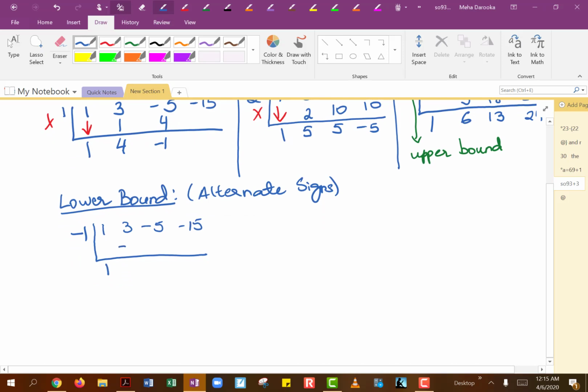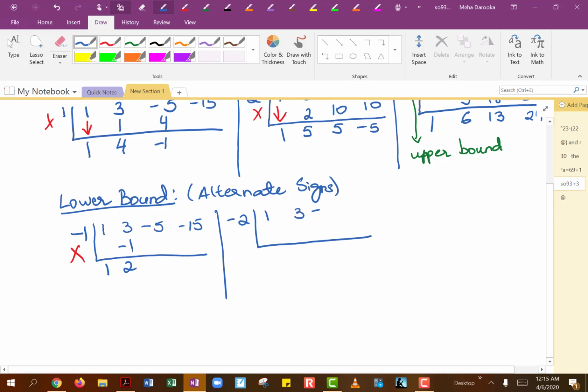So again, start by bringing that positive 1 down. 1 times -1 is -1. 3 minus 1 is 2. And right here you will see my signs did not alternate, right? If I had my first number as positive, then for an alternate sign, my 2 should have been negative. And since my signs did not alternate, that tells me this guy is not our lower bound. So that means you can now move on to -2. So let's divide by -2.